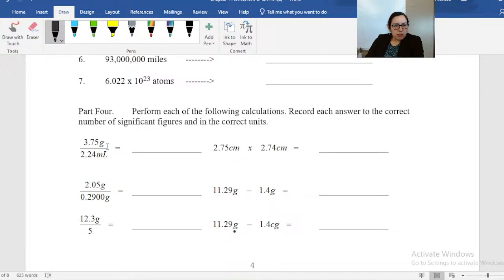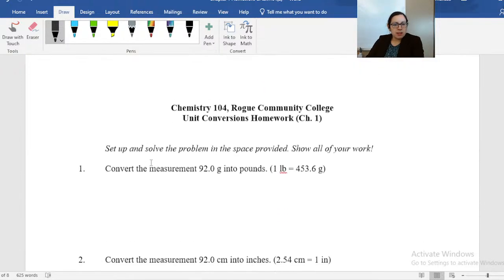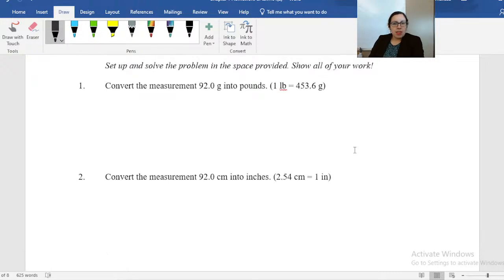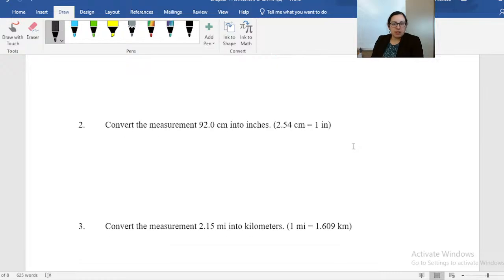And then again, just watch those units. Like we have grams over grams, so that's going to cancel. And then grams per milliliter, right? That's just a density relationship. And then again, all of these are dictated, so 3 sig figs, 3 sig figs.